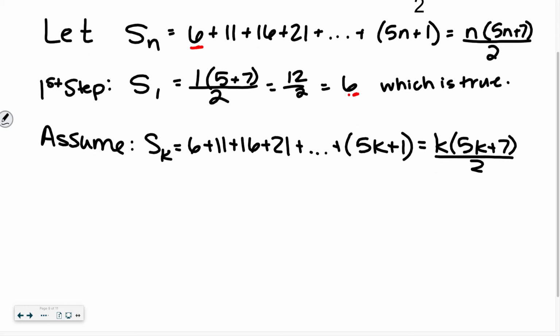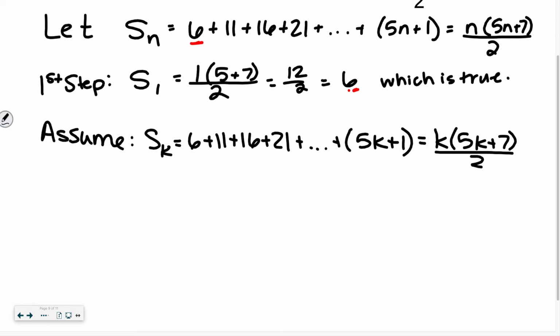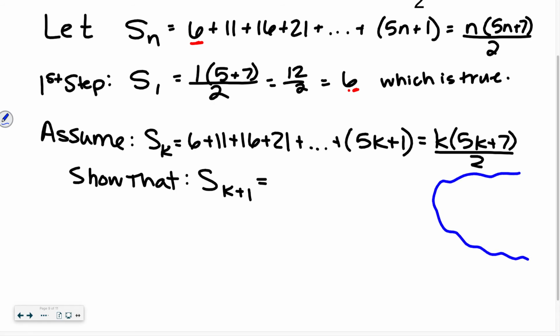Okay. If we assume that to be true, then we want to show that s sub k plus 1 equals, and you just have to figure out what the k plus 1 statement is. So you go to this formula over here at the side, and I'm just doing my work off in my margin. That's k plus 1 times 5 times k plus 1 plus 7 all over 2.